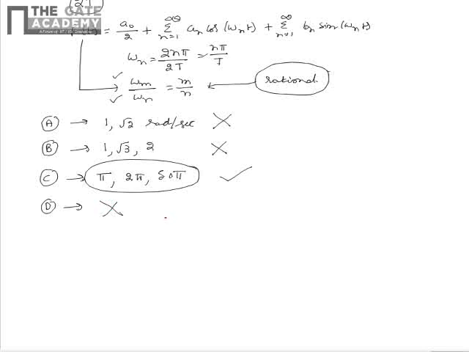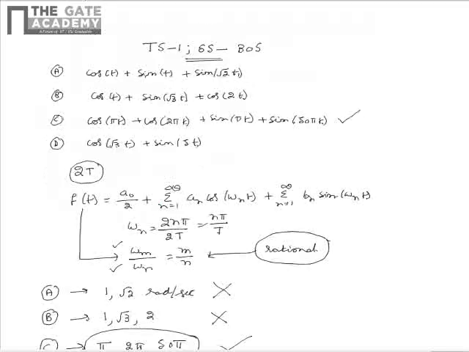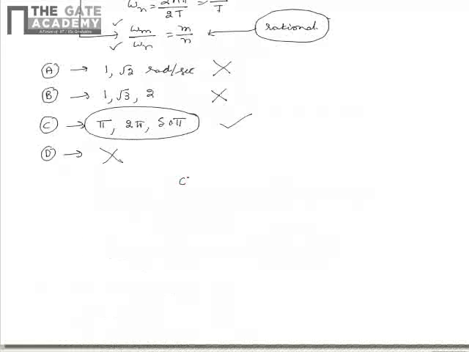From this, we see that the signal given in option C can be the Fourier series expansion of a periodic signal, as the ratio of any two angular frequencies is rational. So the correct option is C.